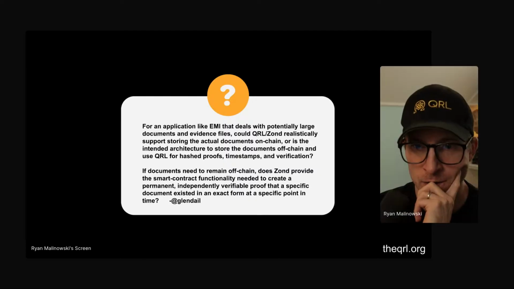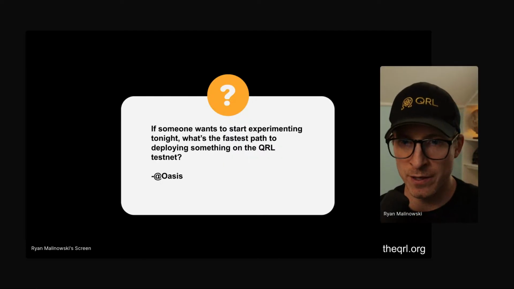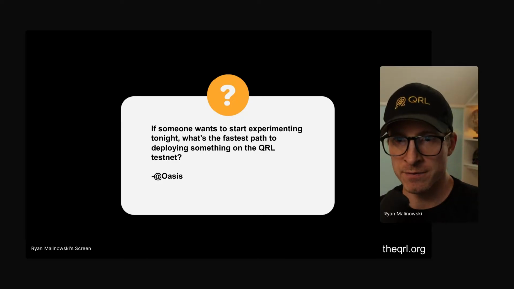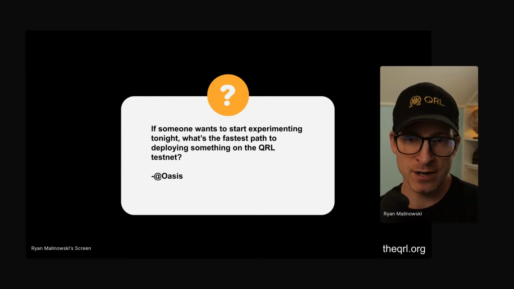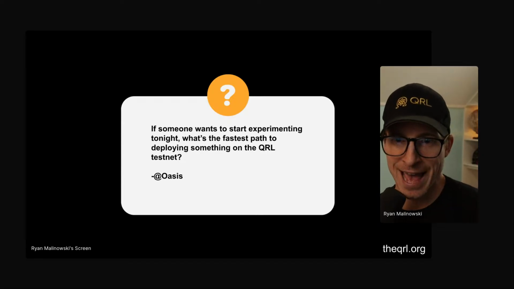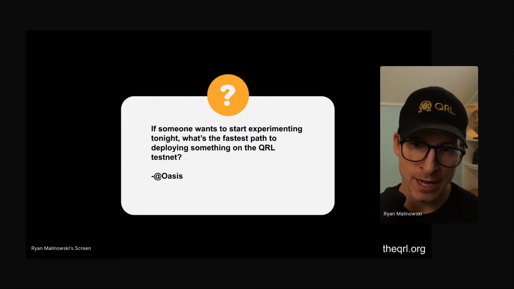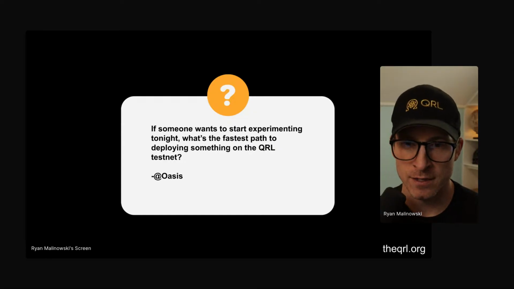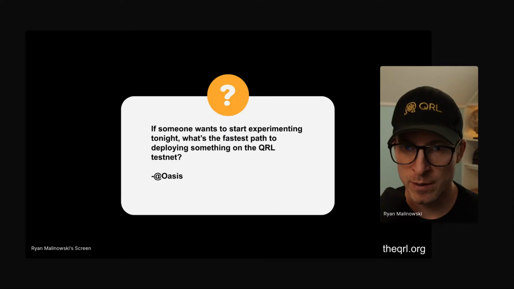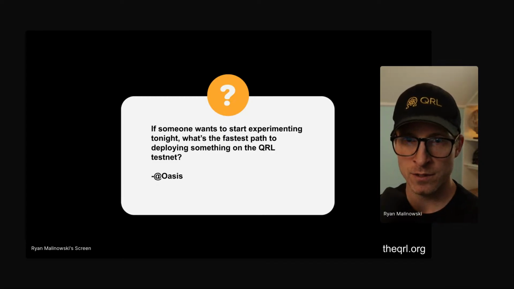Got it. Thank you for that one, Kushal. Next one, we're going to keep working through some of these. This is a fun one. If someone wants to start experimenting this evening or tonight, what's the fastest path to deploying something on QRL testnet? We pulled in some questions from Twitter and social, so I don't know if that's their handle. It doesn't look like a Discord handle that's jumping out to me. Kushal, you want to touch on this one for the audience and the community?